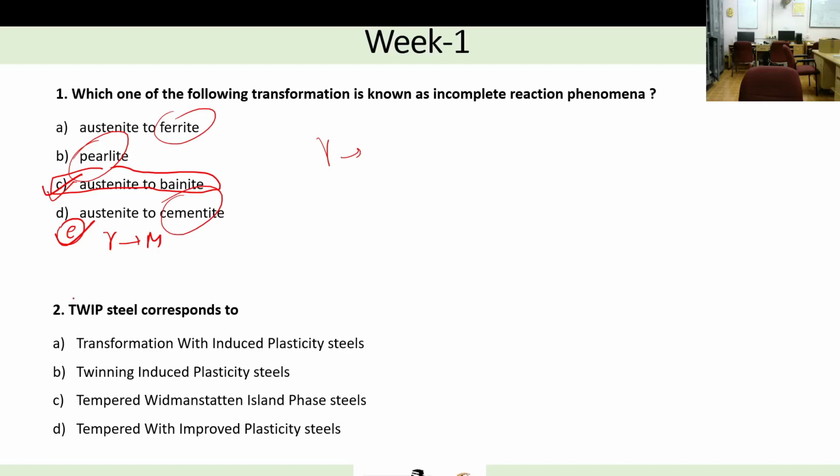Now question number 2: what is the full form of TWIP? I told you about TWIP. We have another type of steel, that is TWIP. So you can tell your answer in the comment box.